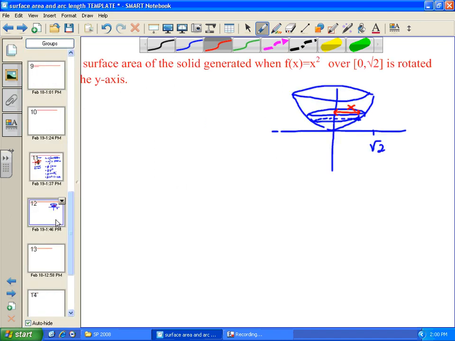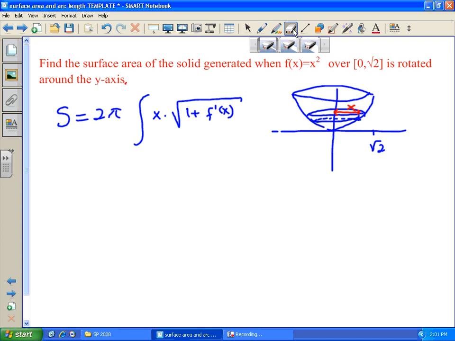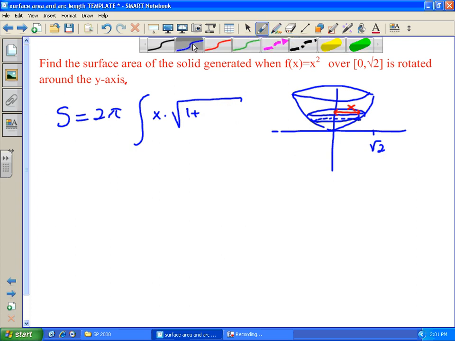Okay, so tell me then what the formula will look like in this case. Surface area equals what? 2 pi times the integral of what? The radius is x, square root of 1 plus f prime of x squared. And notice sometimes I put dy dx, sometimes I put f prime of x. It's really the same thing, but they both represent the derivative of the function, so don't let that confuse you, please.